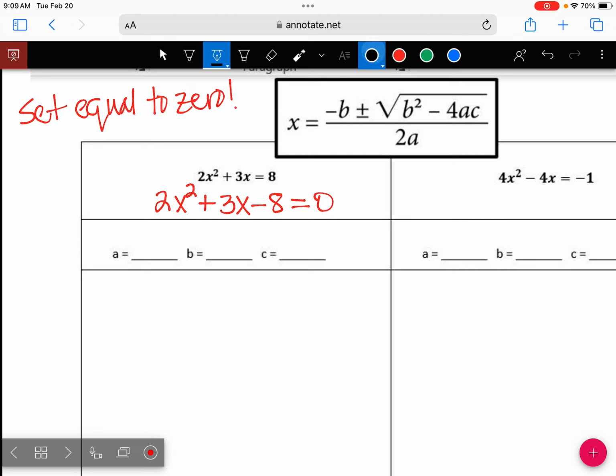What is A? A is 2. What's B? 3. What's C? All right, I want you to start by finding your discriminant. So we're going to start off with this part right here. So B squared minus 4AC. So I want you to figure out what you get when you take 3 squared minus 4AC. Now it is important what we actually get. So we have to agree on the answer.